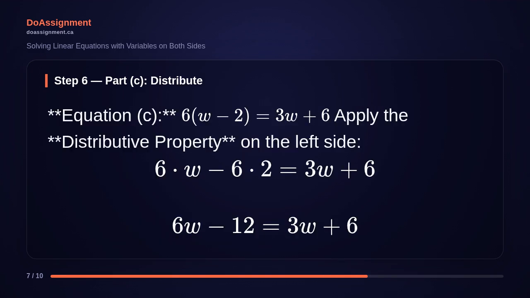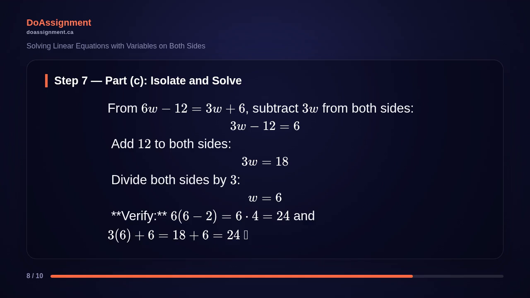For part C, we have 6(w - 2) = 3w + 6. We start by distributing the 6 times w minus 6 times 2, giving us 6w - 12 = 3w + 6. Subtracting 3w from both sides gives 3w - 12 = 6. Adding 12 to both sides gives 3w = 18. Dividing by 3 gives w = 6.